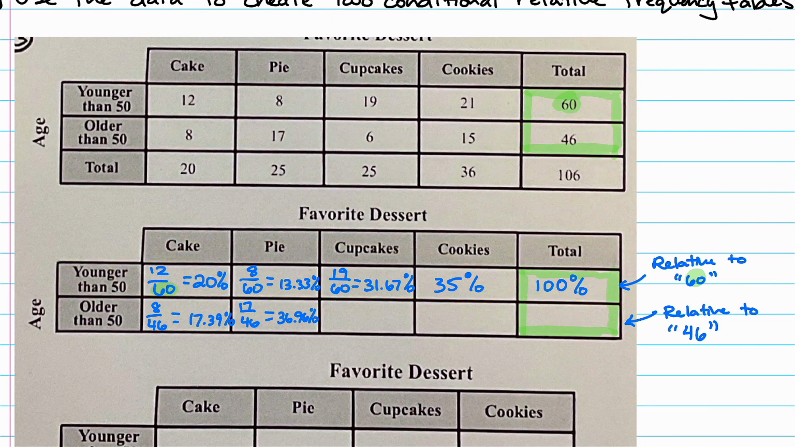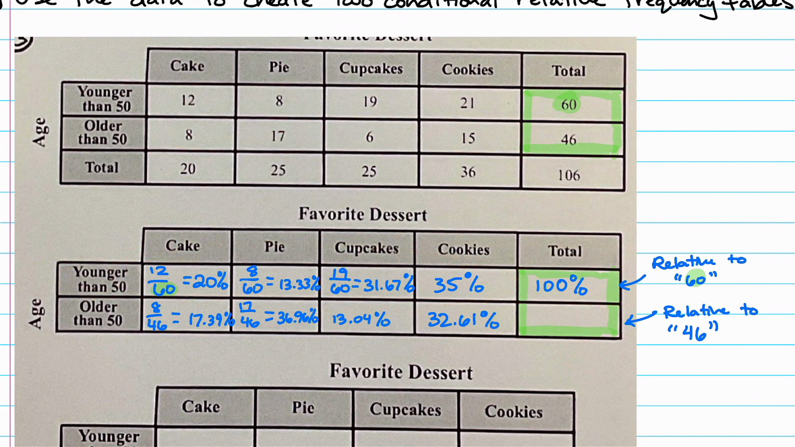All right. Hopefully you understand what's going on. So 6 divided by 46, you hit enter on that. You should end up with 13.04%. And then for my last one, I'm going to take 15 divided by 46, hit enter. 15 divided by 46, you should get 32.61%.